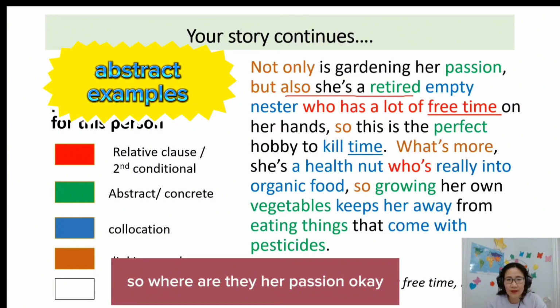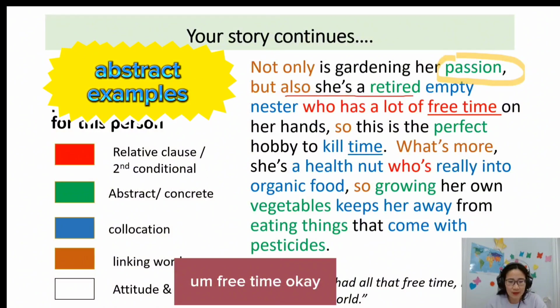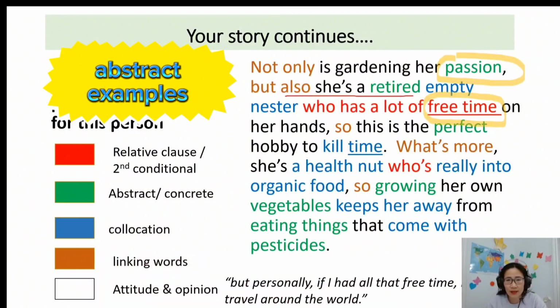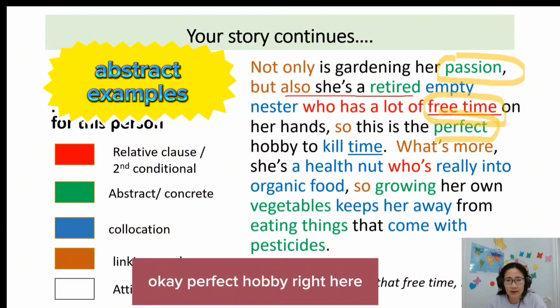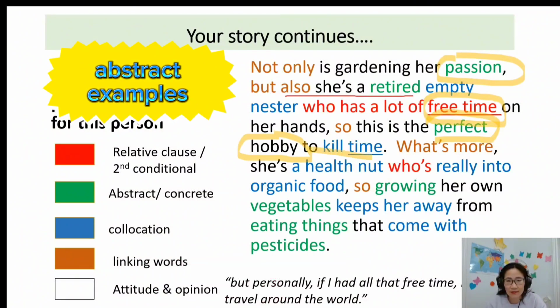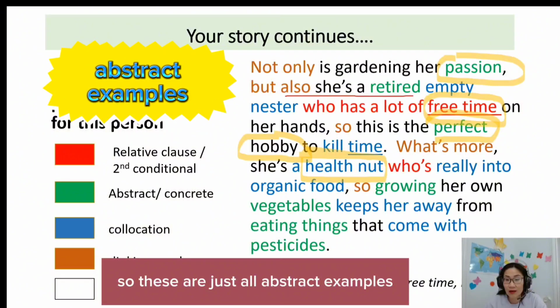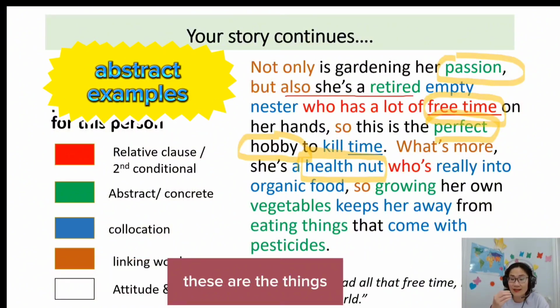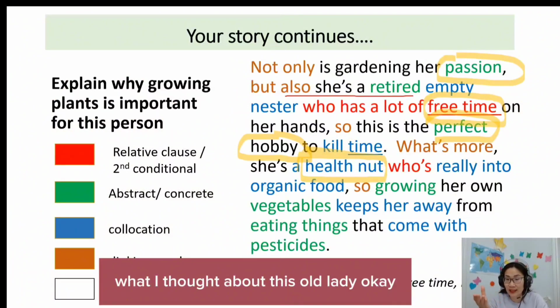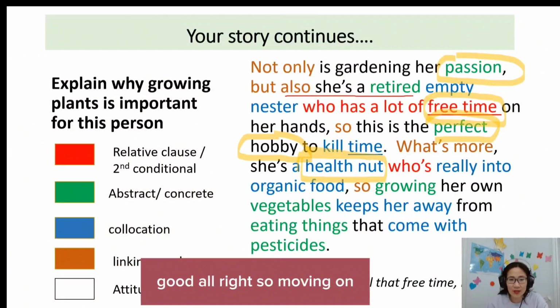So where are they? Her passion, free time. That's an abstract example. Perfect hobby, perfect hobby right here. And health nut. So these are just all abstract examples. These are words that I use to describe what I thought about this old lady. Okay, good. All right, so moving on.